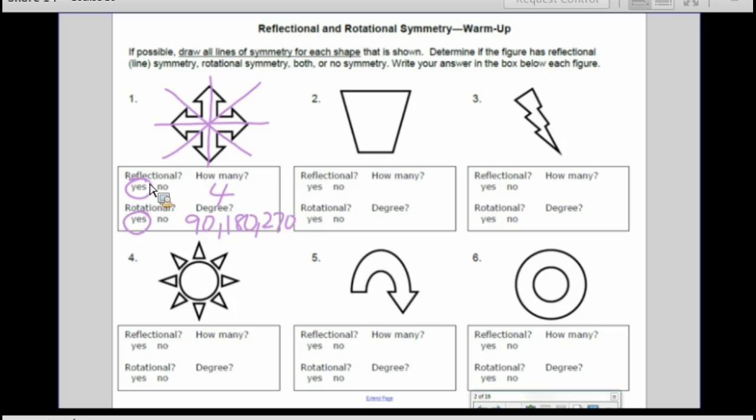Number 2, reflectional, yes. How many? Only 1. Sorry, that was a bad line. Rotational, no. Reflectional, no. Rotational, no. So these are not applicable.